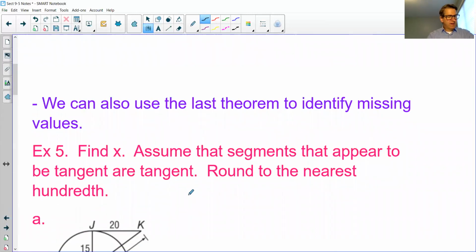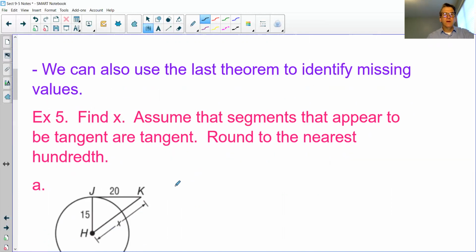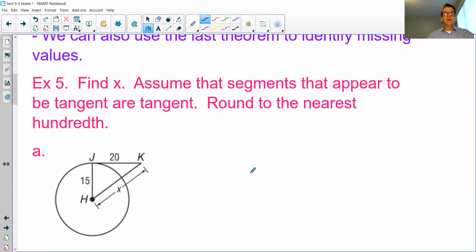Tangents, continuing on, we're on page 3. There's only 4 pages of notes today. So we can also use the last theorem to identify missing values. Okay, so we're going to take a look at this question here. Example 5, find x. That's the hypotenuse now. Assume that segments that appear to be tangent are tangent, round to the nearest hundredth. So we're just going to make the assumption that JK is tangent to the circle H.